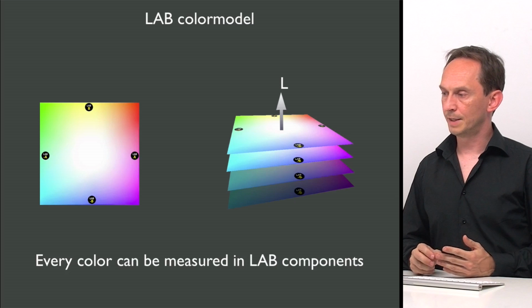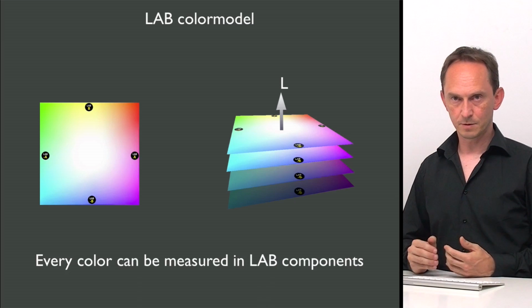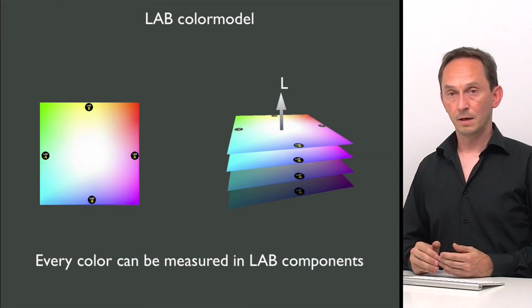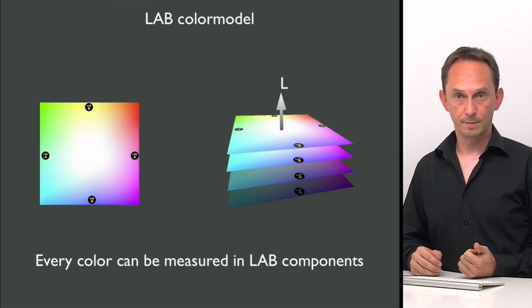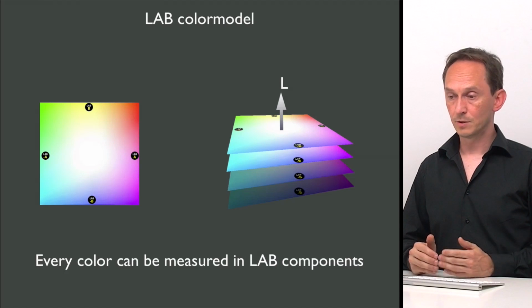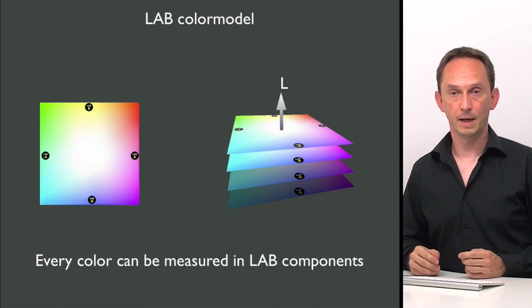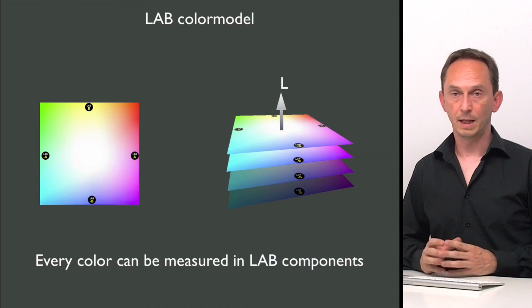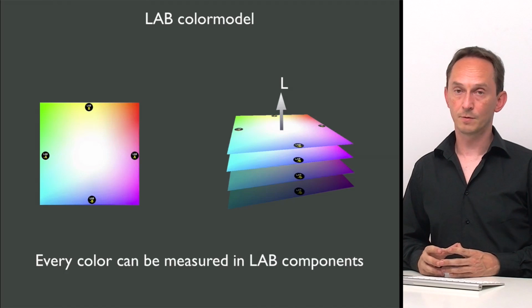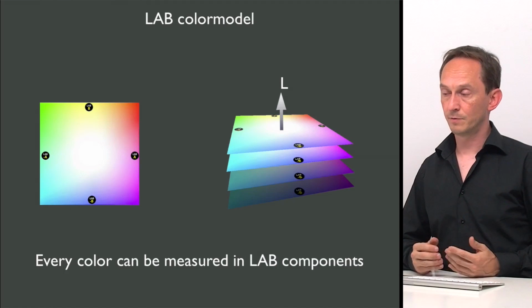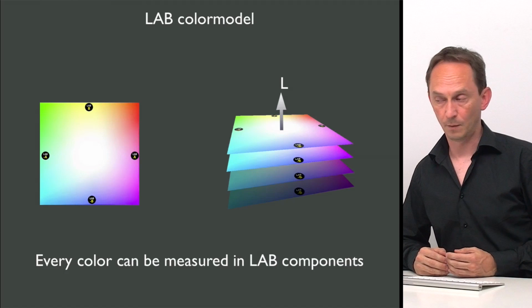Basically all it is, is a model in which you can describe and measure any color out there, be it RGB or CMYK. There is no color that is bigger outside the range of LAB. All colors are smaller than LAB. All colors can be described in an LAB value. And it's a three-dimensional color model.